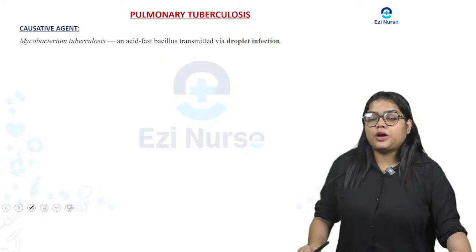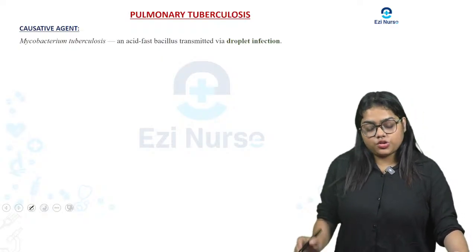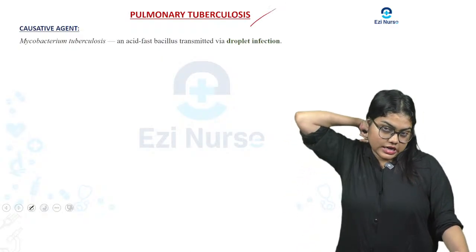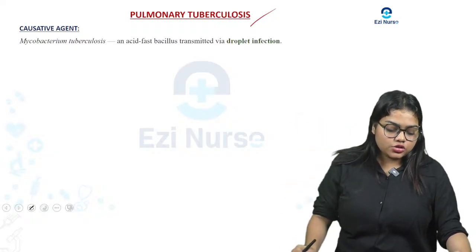The next one is pulmonary tuberculosis. This is also a very important question. It can come under the respiratory system. Okay, so what is that?